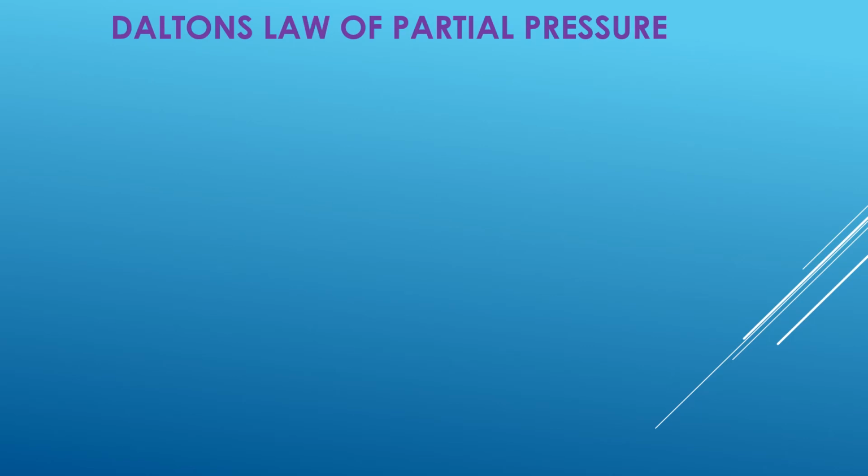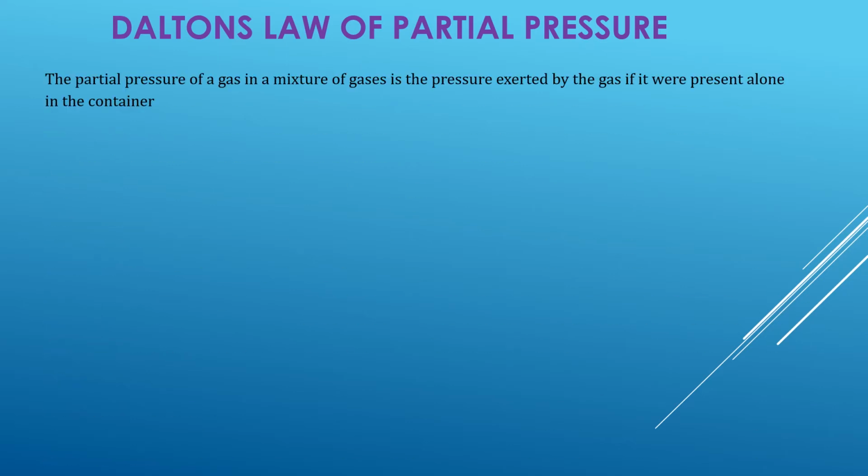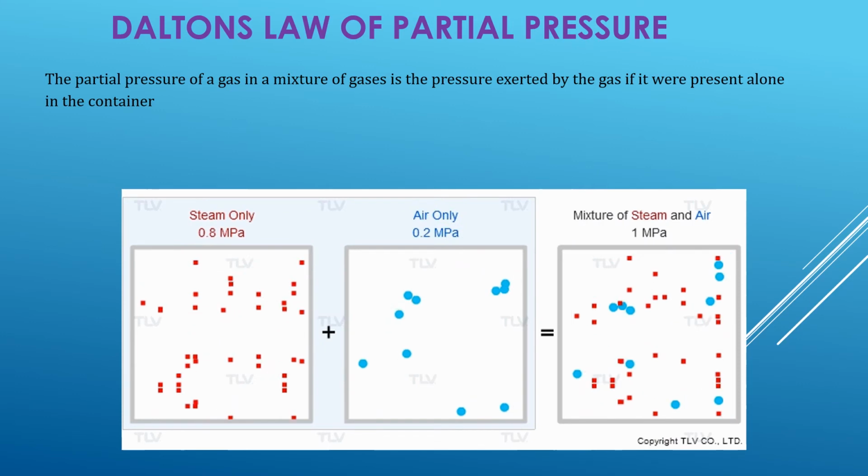The next concept that we are going to be looking at is Dalton's law of partial pressure. Dalton's law of partial pressure is basically telling us that the partial pressure of a particular gas, if it is present in a mixture, is going to be the pressure exerted by the gas if it were present alone in the container. So what it basically means is this here now.